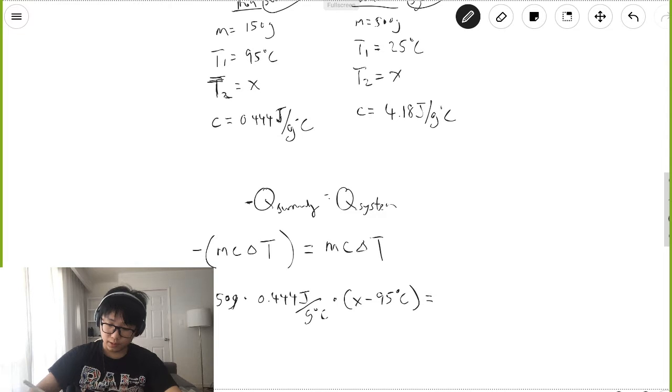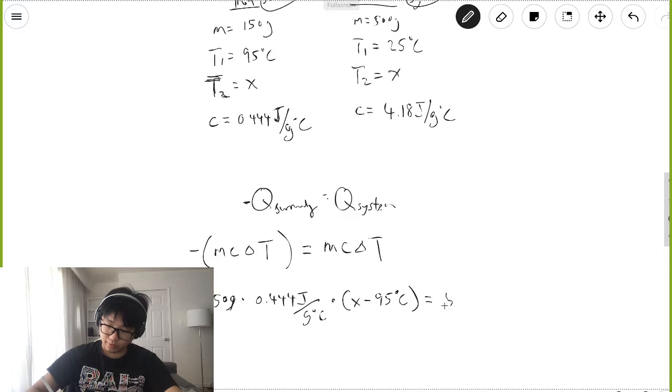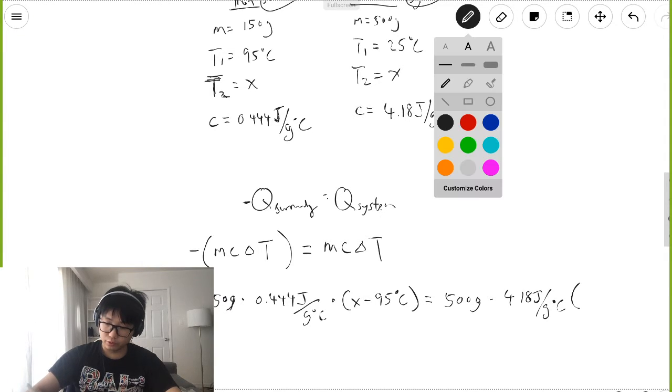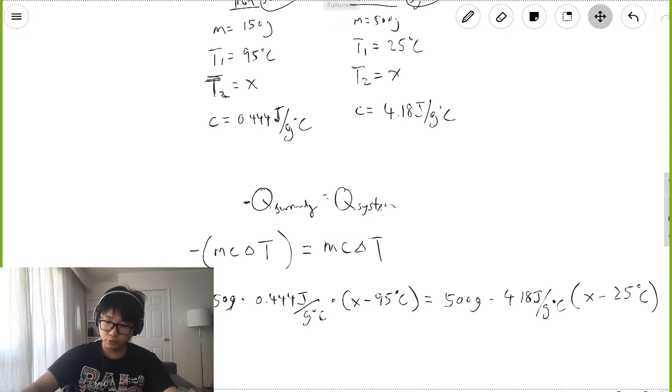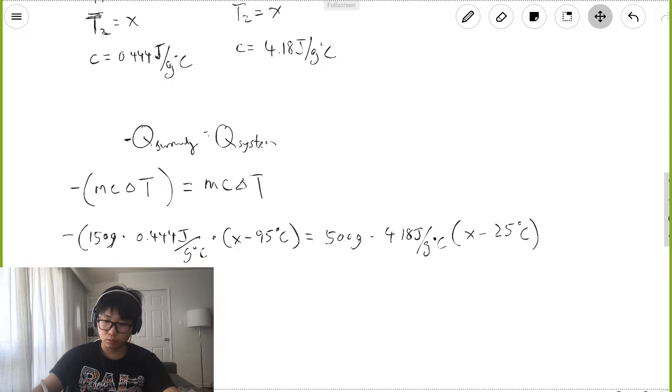Okay, let's keep going forward. On the right side, we're going to have 500 grams times 4.18 joules per gram degree Celsius, and then multiply that by X minus 25. X is the final temperature, the unknown, minus the initial temperature for the water, because remember their initial temperatures are different. One started at 95, one started at 25, and they meet in the middle.